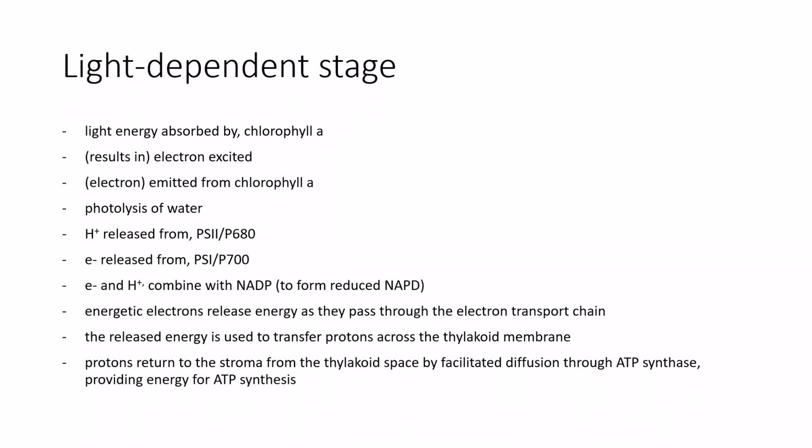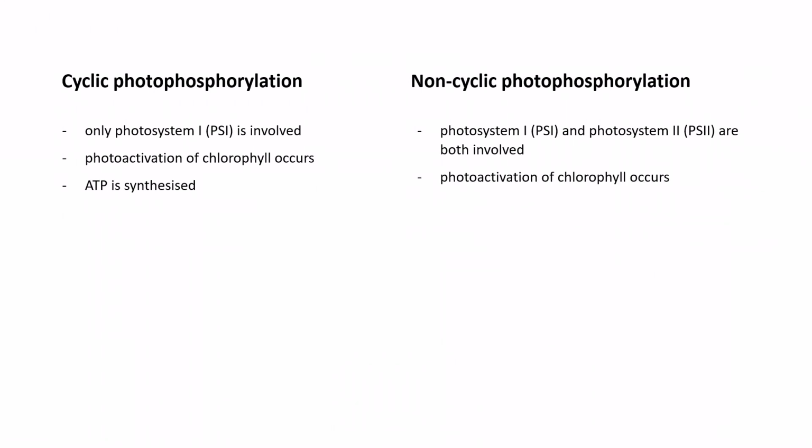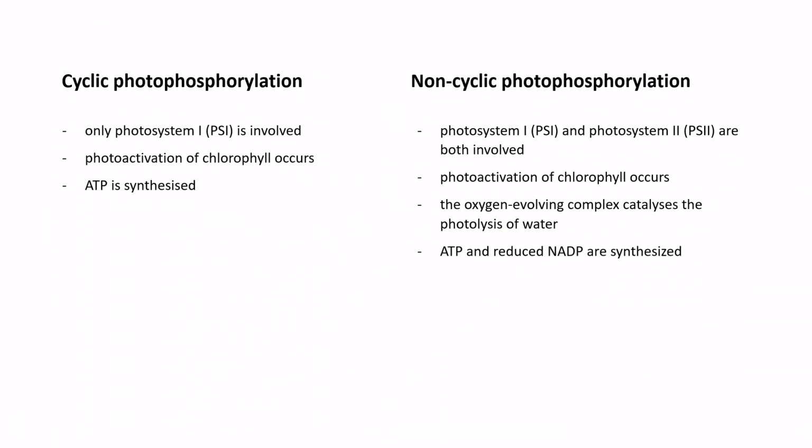As I said earlier, cyclic and non-cyclic photophosphorylation occurs during the light-dependent stage. During cyclic photophosphorylation, only photosystem 1 is involved. Photoactivation of chlorophyll occurs and ATP is synthesized in the end. While during non-cyclic photophosphorylation, both photosystem 1 and photosystem 2 are involved. Photoactivation of chlorophyll occurs likewise, and there is also an oxygen evolving complex which catalyzes the photolysis of water. ATP and reduced NADP are synthesized in the end.